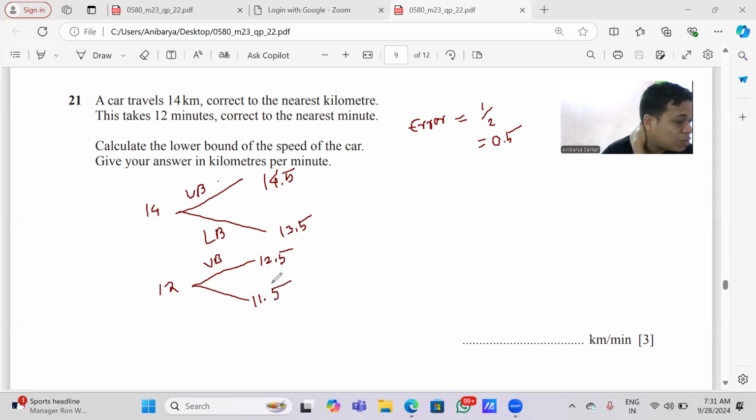Now they ask to find out the lower bound of the speed. So LB, lower bound of speed, we have to find out. Now you imagine, lower bound of speed means lower bound of distance. What do we consider?